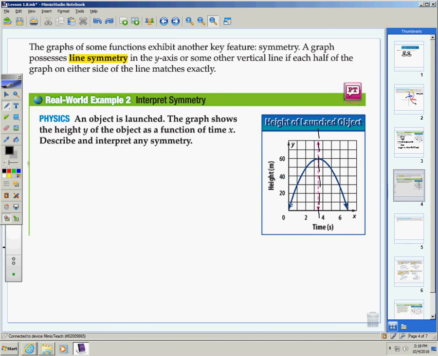So the object, if I was going to say what that means, symmetry basically tells me it went up for the same amount of time that it went down. So I'm going to say the object went up for the same amount of time as it fell.